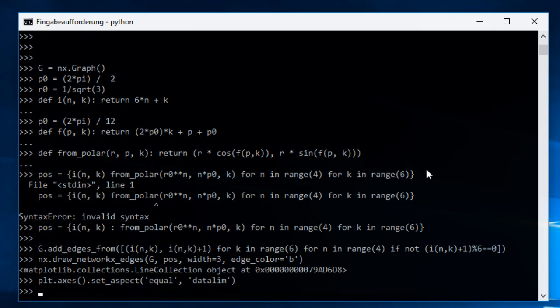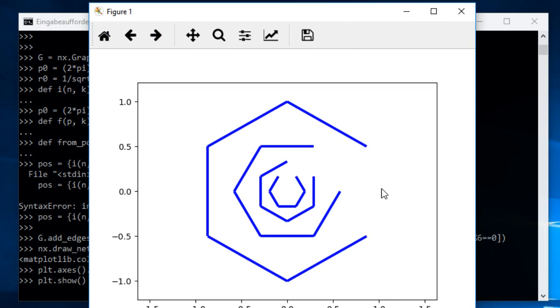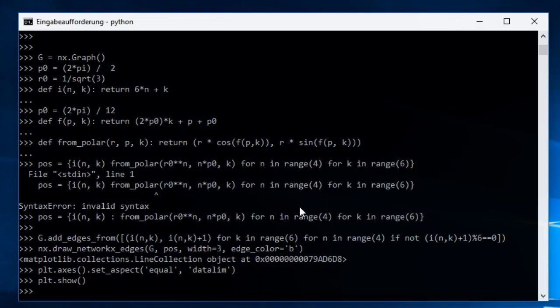Okay, looks good. And now let's see what we got. Show me what you got. Yay. So that's how far we are, right? So we have all the nodes. We have for all nodes the positions, and we connected them in a circle, except we skipped the last parts, right? So that looks good. So far so good.